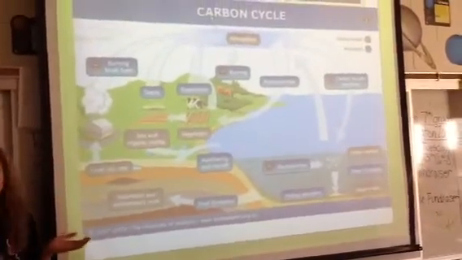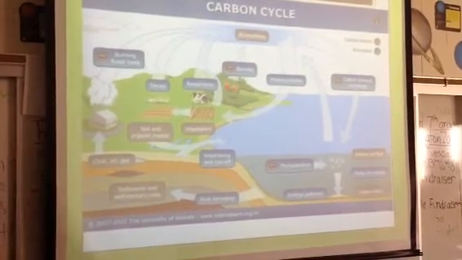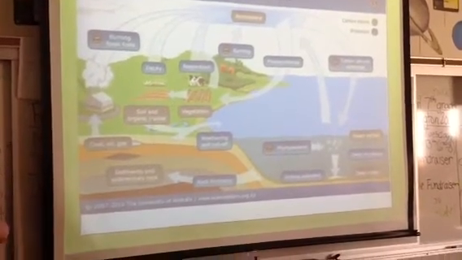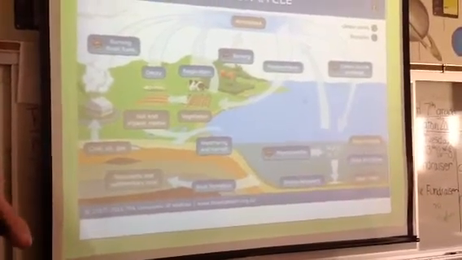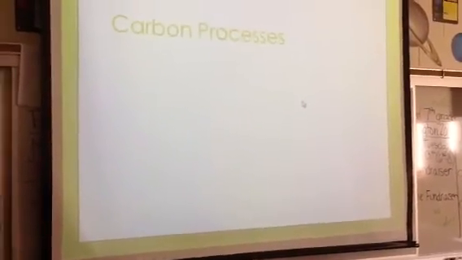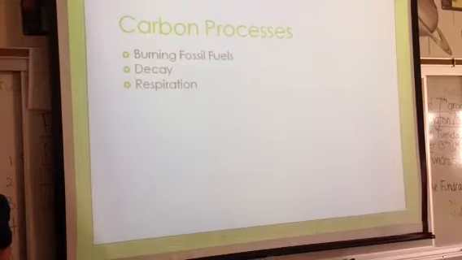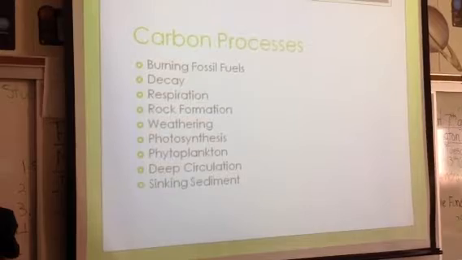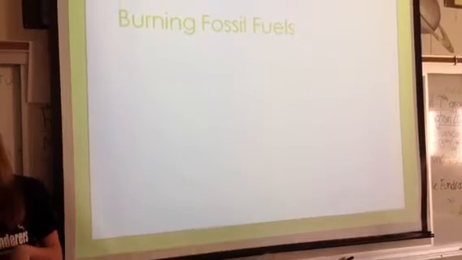Okay, this is the carbon cycle, about the best picture you can find of it. The ones that are blue are processes that create or take carbon away, and the ones that are gray are carbon stores, things that keep or store carbon. Okay, next, carbon processes. Let me give you a list of the carbon processes: burning fossil fuels, decay, respiration, rock formation, weathering, photosynthesis, phytoplankton, deep circulation, sinking sediment, and burning. Those are the carbon processes. Now we're going to talk about each one.